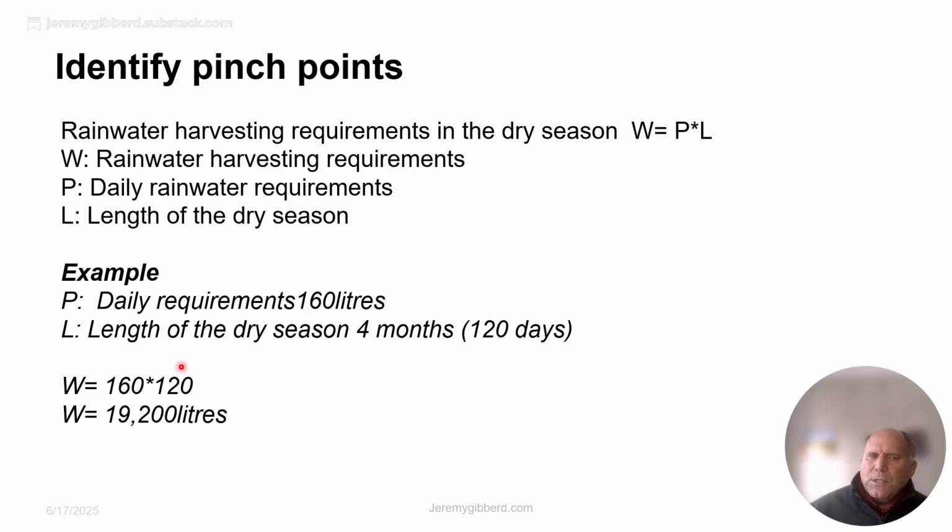You then multiply 160 by 120, and you get 19,200 liters of water. That's the minimum amount of water that you need to have stored at the beginning of your dry season in order to carry you through that dry season. So that's quite an important measure, particularly if you're going off-grid for water.